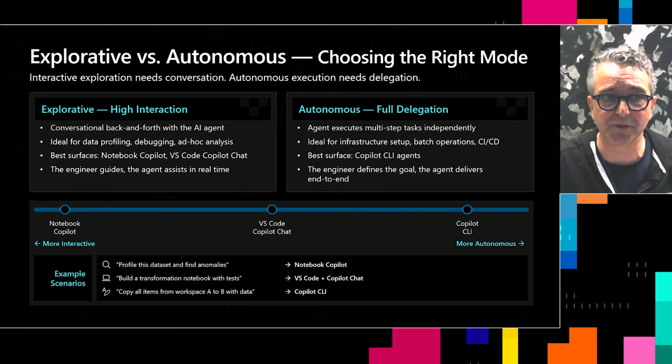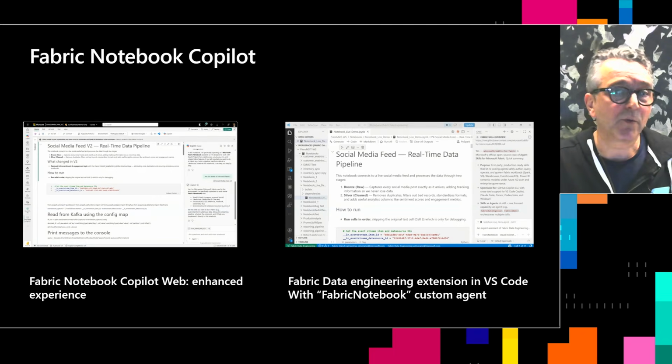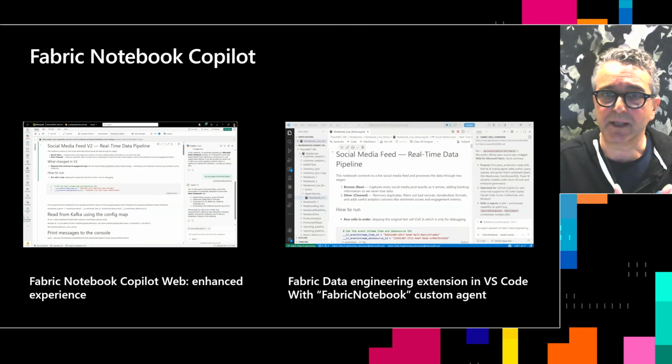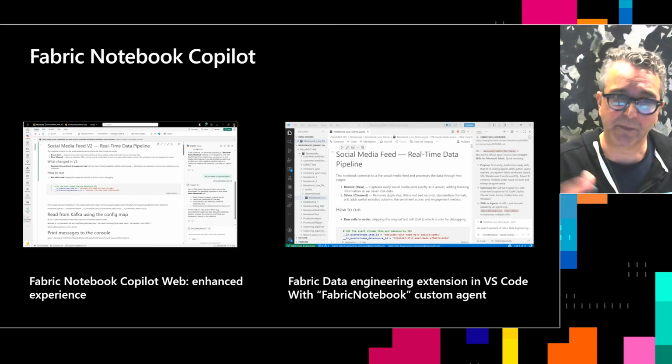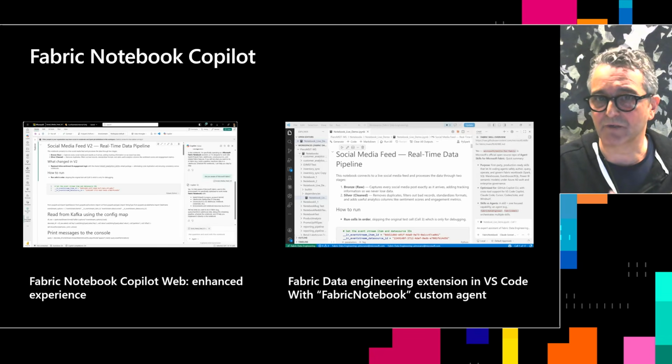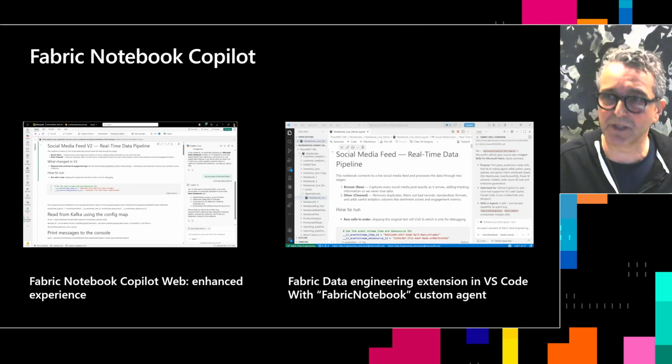So before we jump into the demo, let me quickly clarify the experiences I'm referring to. First, we have the newly enhanced Copilot chat in Fabric notebooks, which helps users work directly in the Fabric portal. Second, we have the Fabric data engineering extension in VS Code, now enhanced with MCP and tools that make the custom GitHub Copilot agent aware of Fabric context.